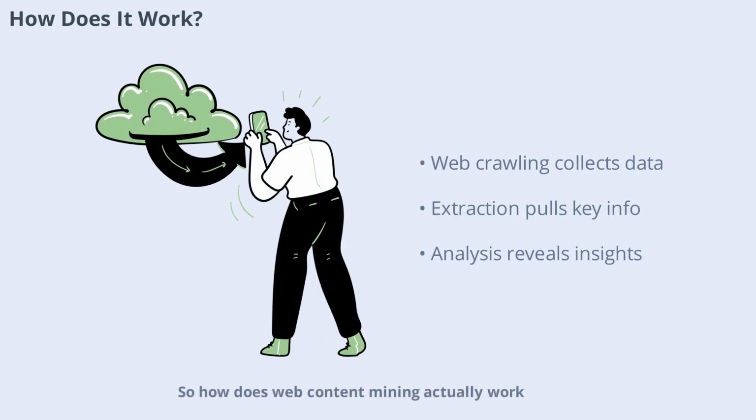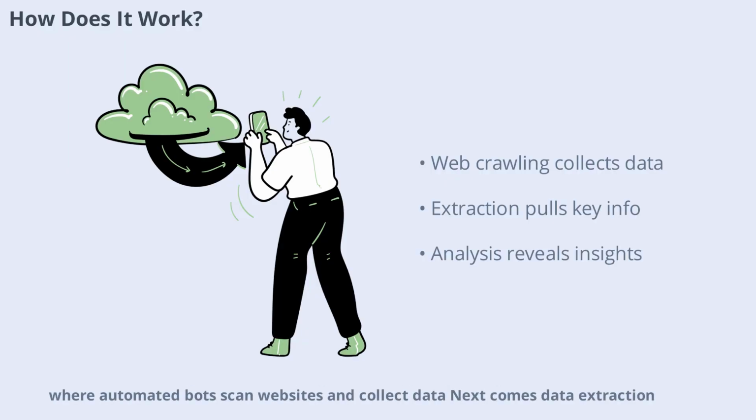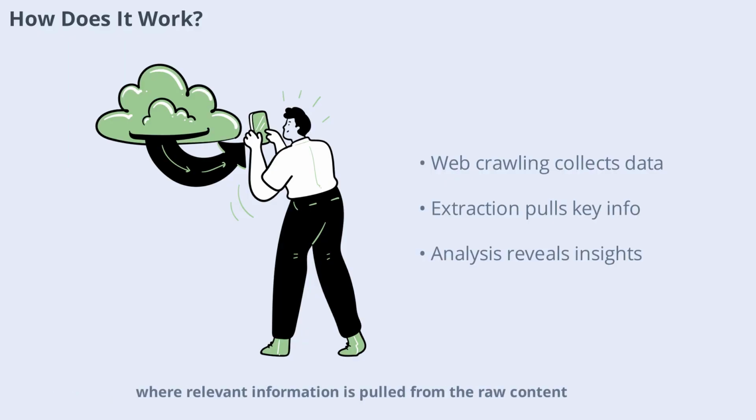How does web content mining actually work? The process typically starts with web crawling, where automated bots scan websites and collect data. Next comes data extraction, where relevant information is pulled from the raw content. This data is then cleaned and organized, making it ready for analysis. Finally, advanced algorithms are applied to uncover patterns, trends, and actionable insights. Each step is crucial for turning unstructured web content into valuable knowledge.